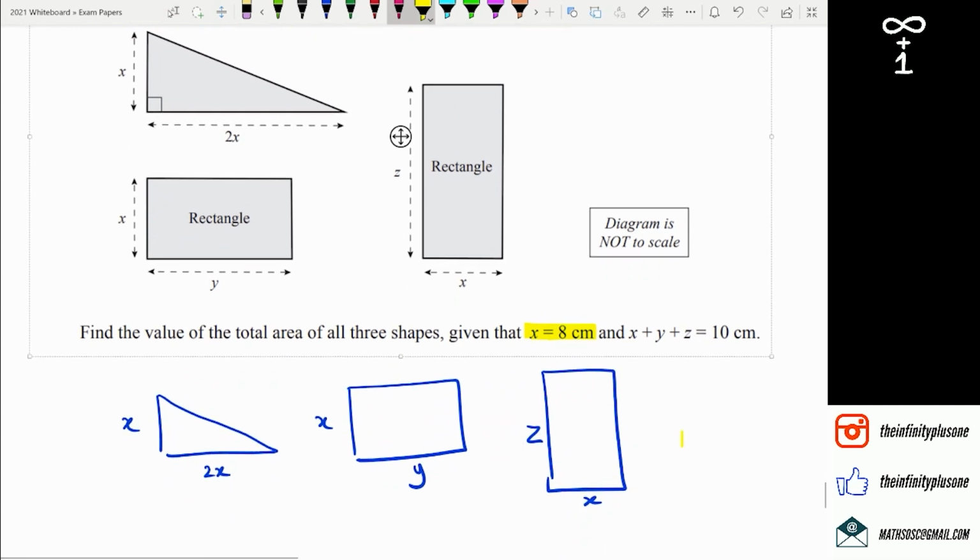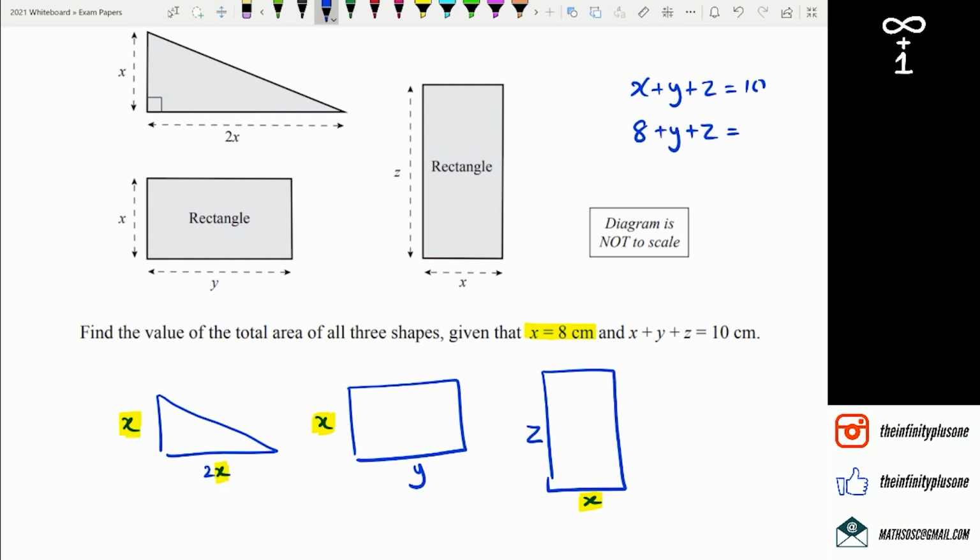So if x is equal to 8, then we know that this here is going to be replaced with 8. This is 8, this is 8, and this is 8. All right. And the second part is this. We can see that x plus y plus z equals 10. And if x is equal to 8, we can say that 8 plus y plus z equals 10.